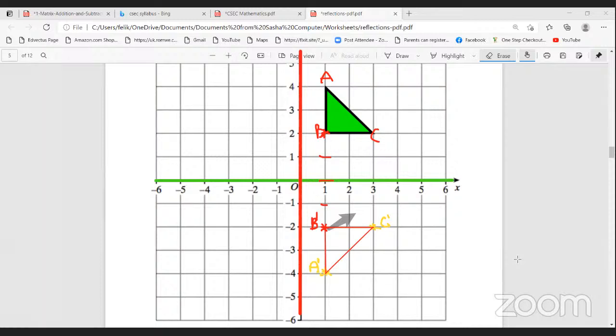All right, now I want you to reflect it in the y-axis. And Marlon, you asked me a question and I responded, but I was muted. Sorry. So now I want you to reflect it in the y-axis.